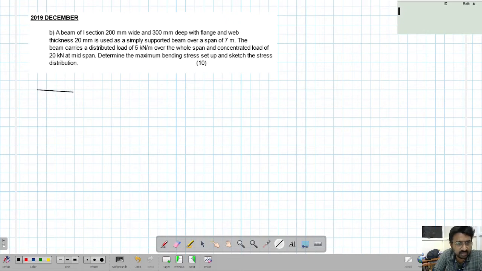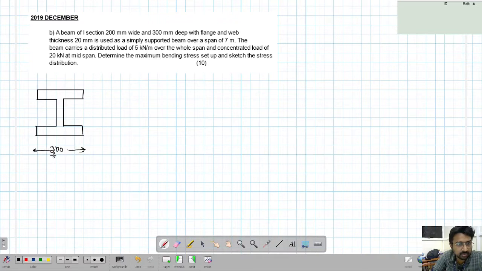So quickly I'll draw the I section here. It is 200 mm wide and 300 mm deep. So this is 200 mm, and 300 mm deep. This is 300 mm. Okay, so when you say depth of the section, it is actually the total depth of the section.